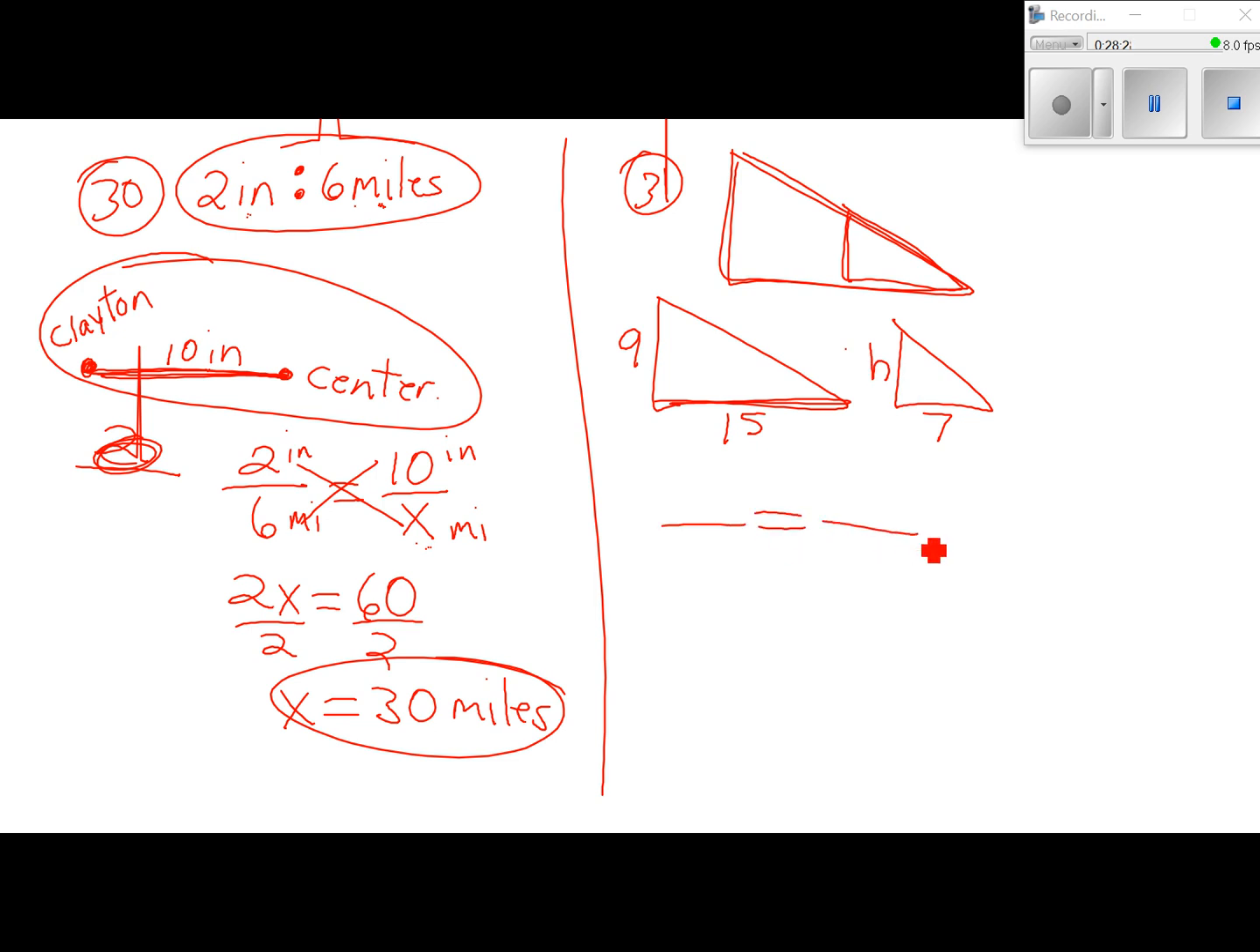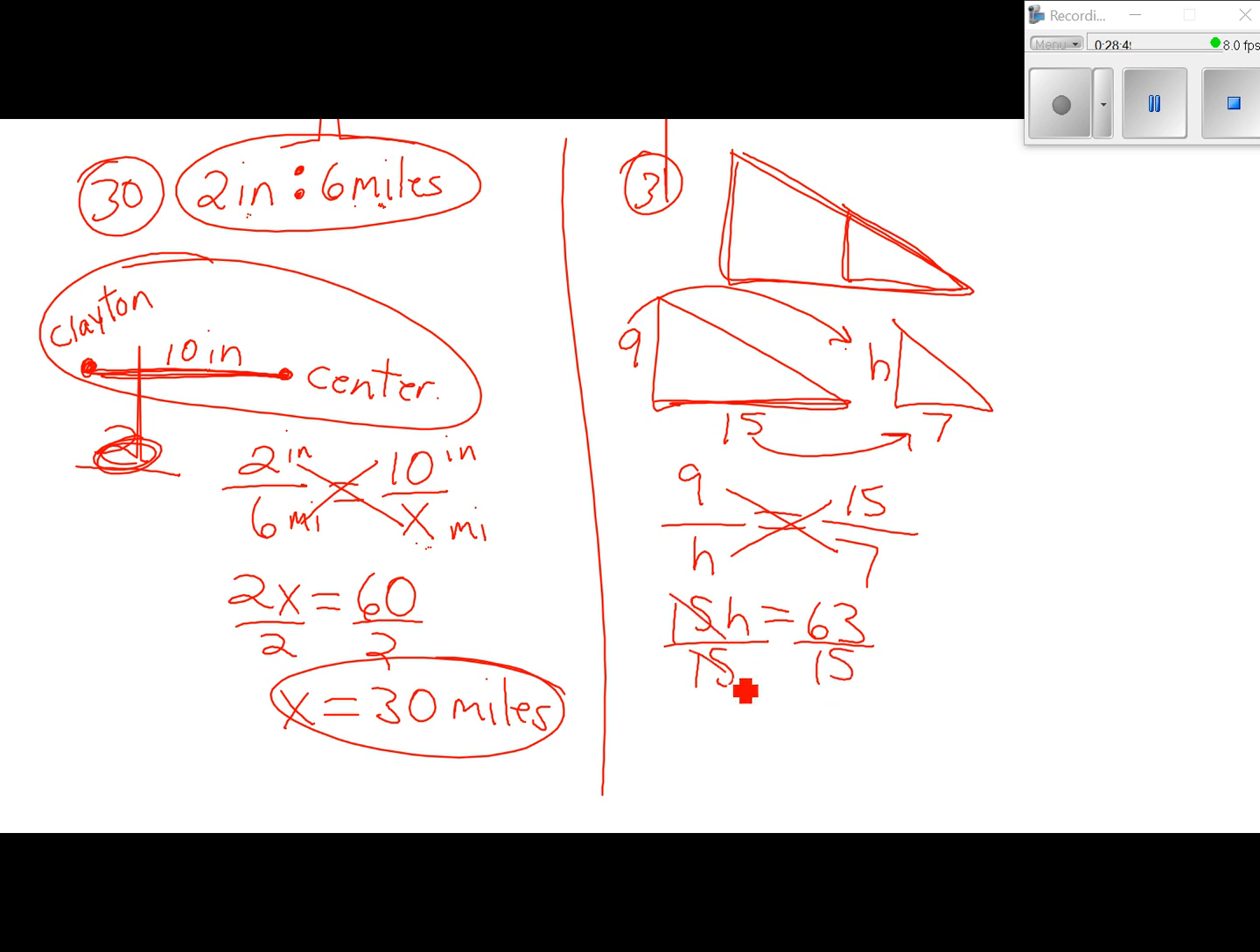So we're going to set up this 9 is going to compare to the H, same as 15 compares to 7. We cross multiply, we get 15H equals 63. Divide both sides by 15. And if I grab my calculator, 63 divided by 15 comes out to be 4.2. I would accept that answer. That's an alright answer, but it's in feet.